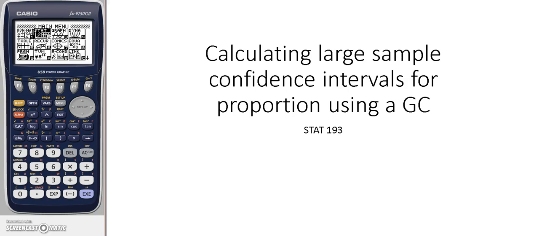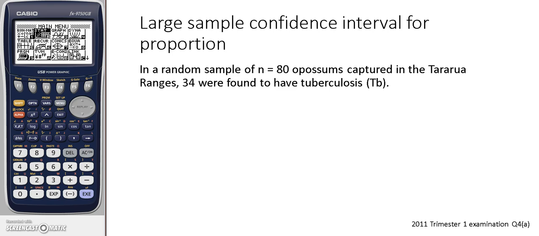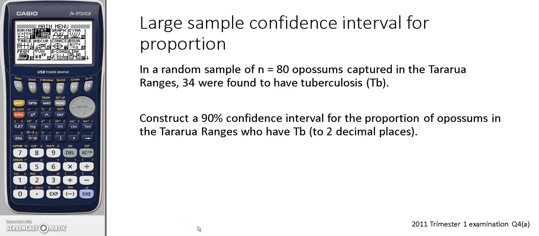Kia ora. This STAT193 video is going to show you how to use your graphics calculator to calculate large sample confidence intervals for proportions. In a random sample of 80 opossums captured in the Tararua Ranges, 34 were found to have tuberculosis. In this problem, we're being asked to calculate a 90% confidence interval for the proportion of opossums in the Tararua Ranges who have TB, and we're being asked to report this to 2 decimal places.